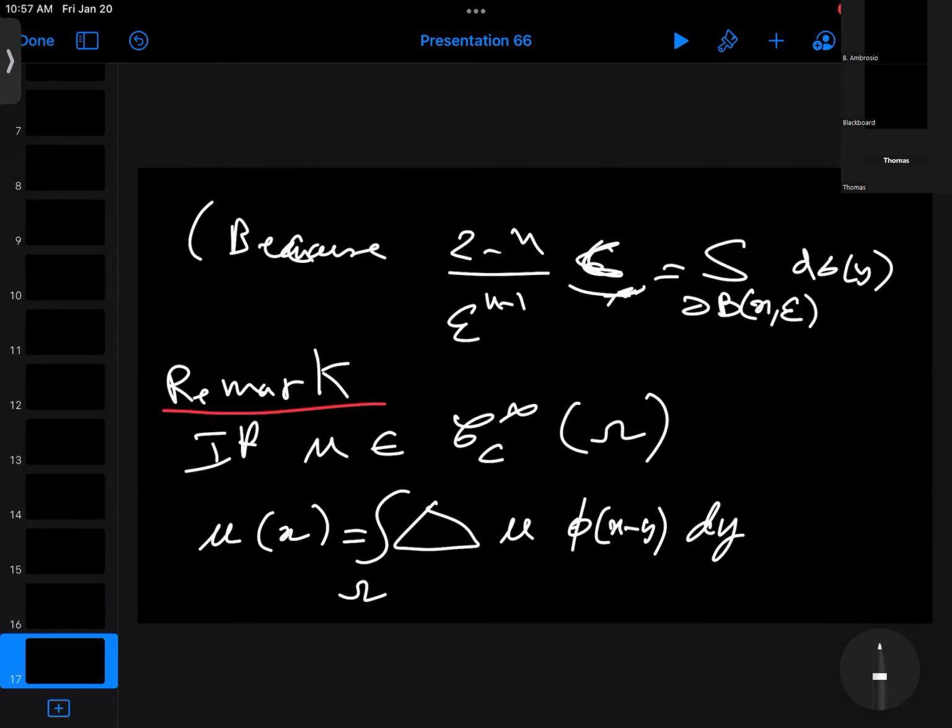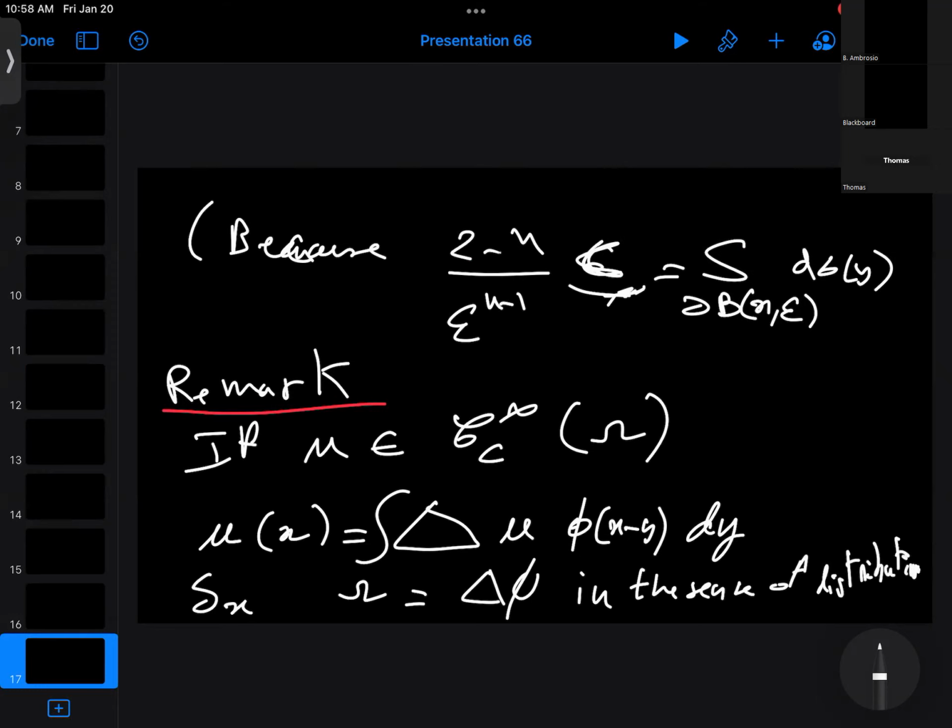Okay, but in the sense of distributions, it says that the Dirac at x equals, in fact, the Laplacian of phi in the sense of distributions. So that's why it's called the fundamental solution, because it gives you the solution of the Poisson equation when the right-hand side is the Dirac function.